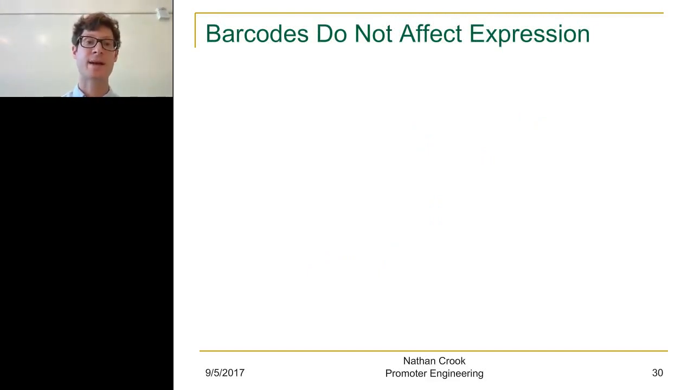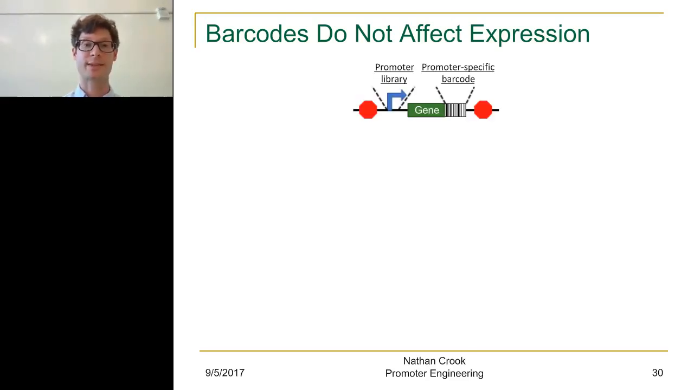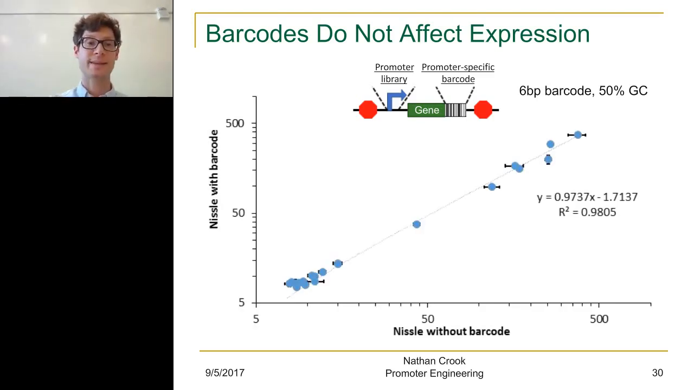We found, excitingly, that the addition of a barcode does not affect the expression. This is based on the fact that we need a promoter-specific barcode at the end of your gene of interest. And we had the reasonable concern that the addition of a random DNA sequence that is only 6 base pairs and 50% GC at the end of your gene may impact expression to some level. But that wasn't the case. We saw, largely within experimental error, largely the same expression with and without the barcode. That was very good for us, and indicated that the barcode itself would allow us to accurately measure promoter strength.